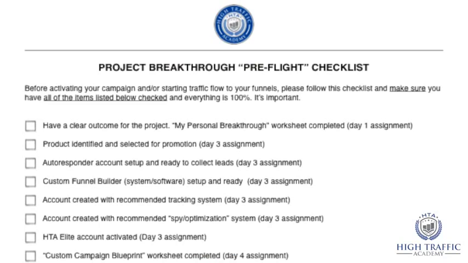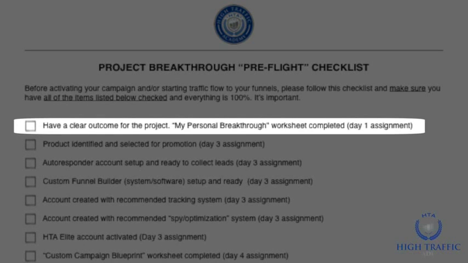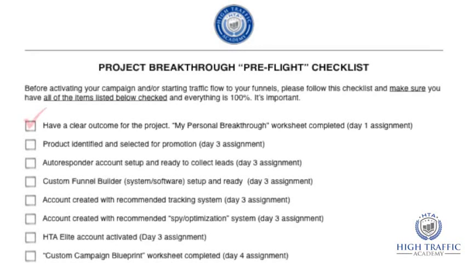Thing number 1 is to have a clear outcome for Project Breakthrough. That's my personal breakthrough worksheet, and you guys completed that. It's very important. Why is that important? It's because we have to have a financial target that we want to shoot for. We don't play basketball with no hoops. Same thing for you, my friend. Just make sure you have that done.